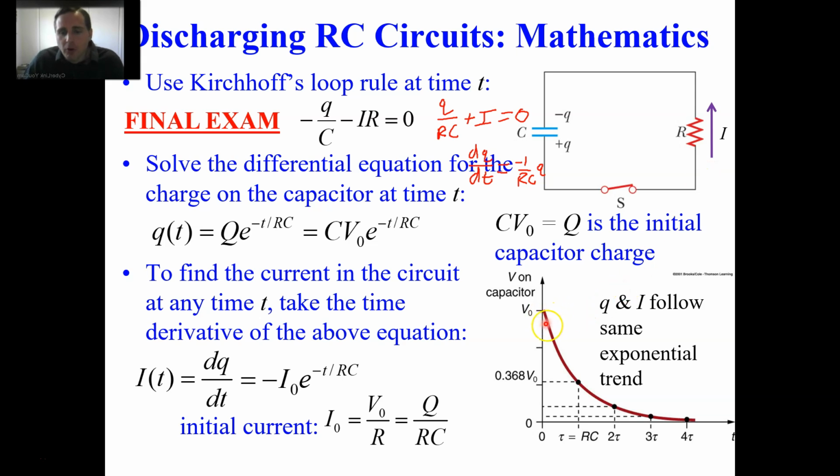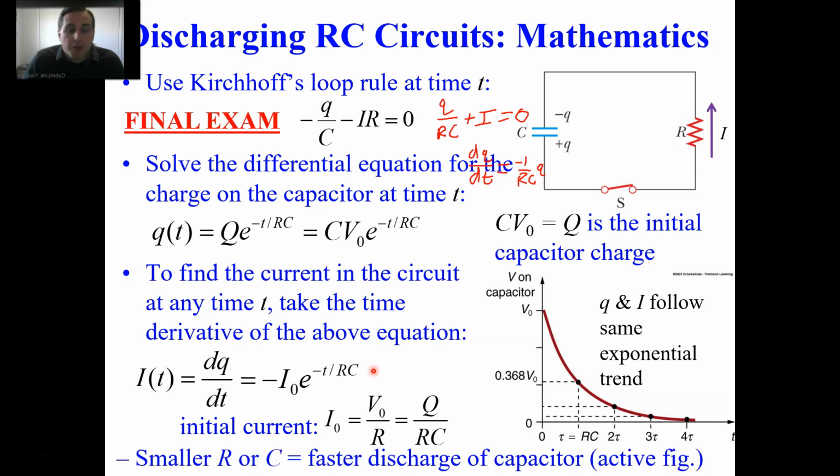Okay? So both the voltage and the current follow this exponential decay trend. Notice again, here's one e-folding time, here's two e-folding times, and so on. The e-folding time, which again is called the characteristic time or the time constant, is still equal to RC, because RC is what modulates this time in the exponential of this curve, if you will. Okay, I hope that kind of makes sense. So again, a smaller resistance or capacitance, even when you're discharging, is a faster discharge of a capacitor.